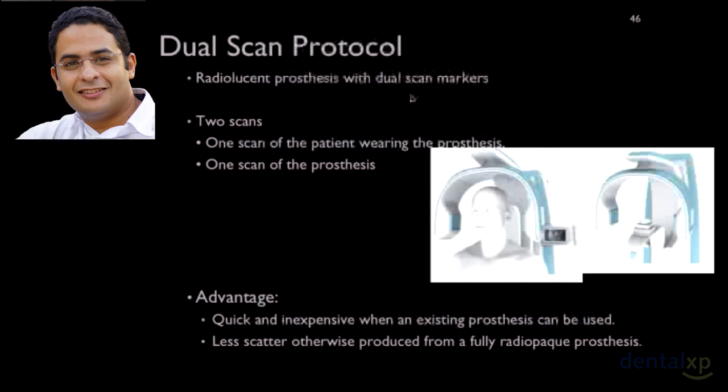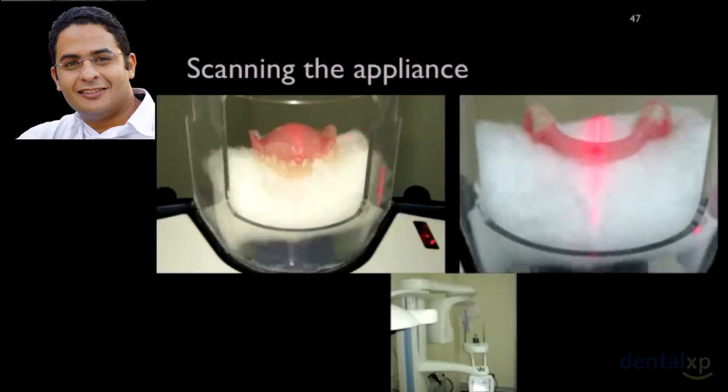And then we do what we call a dual scan protocol, in which we use a radiolucent prosthesis with scan markers. We do 2 scans in the cone beam scanner, one with the patient wearing the prosthesis, and then one of the prosthesis alone. Of course, the advantage of this method is being quick and inexpensive when an existing prosthesis can be used. And at the same time, it produces less scatter than would otherwise be produced from a fully radio-opaque prosthesis.